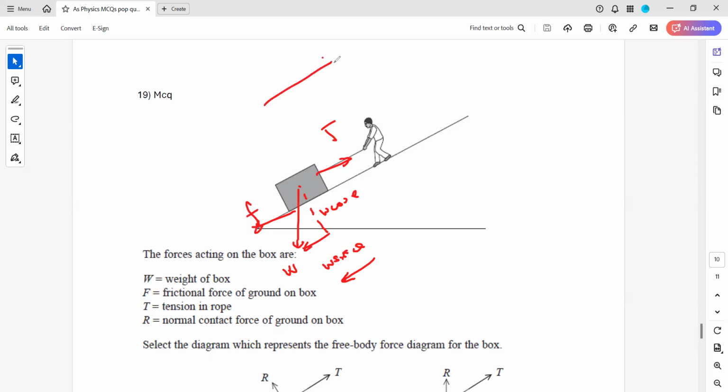Why did we not draw the same length for the tension and the friction? If the tension and the friction have the same length, and there's another component which is W sine theta, what should happen to this box? This box would have a greater force to move downward than upward. So this box should slide down. And vertically, this W cosine theta balances with the normal contact force. Is it clear?